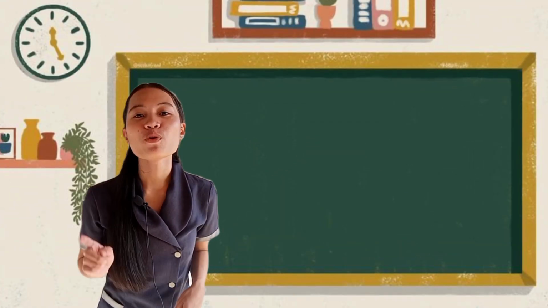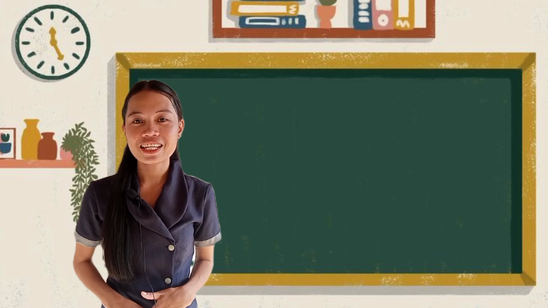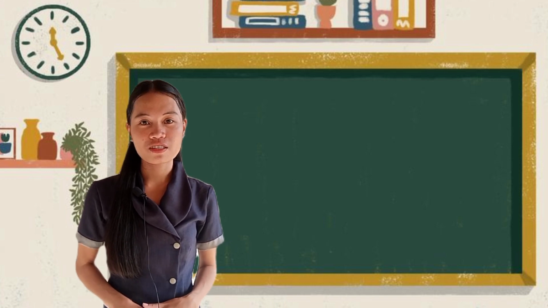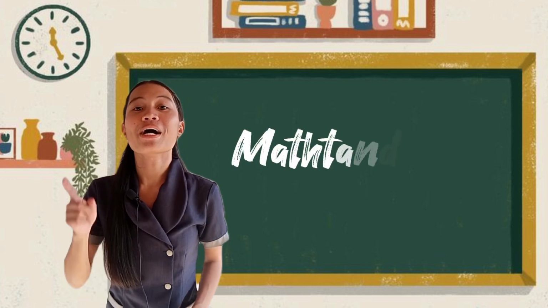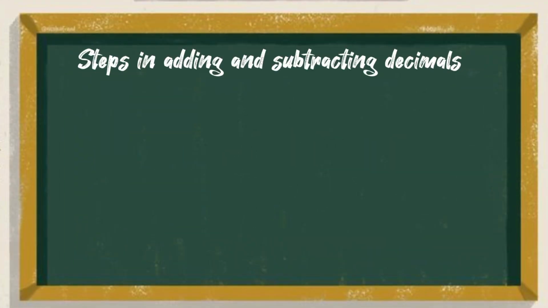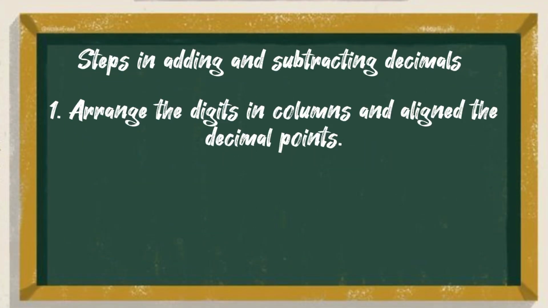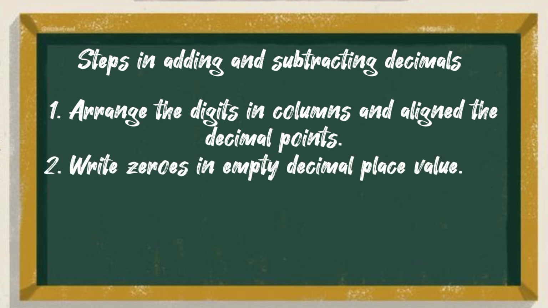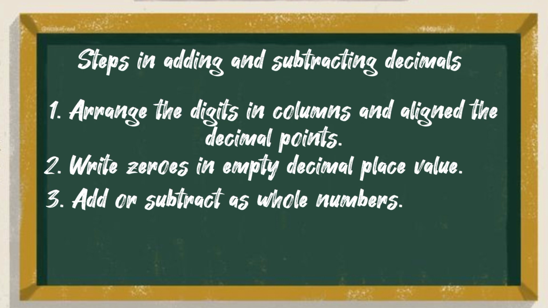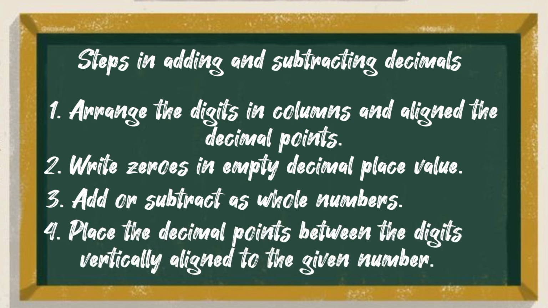I hope you understand the steps in adding and subtracting decimal numbers, and I hope you will remember. Steps in adding and subtracting decimal numbers. Arrange the digits in column and align the decimal points. Write zeros in an empty decimal place value. Add or subtract as whole numbers. Place the decimal points between the digits vertically aligned to the given number.